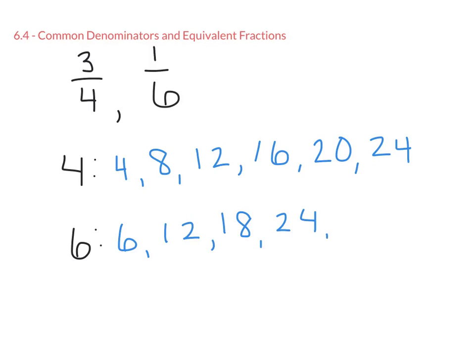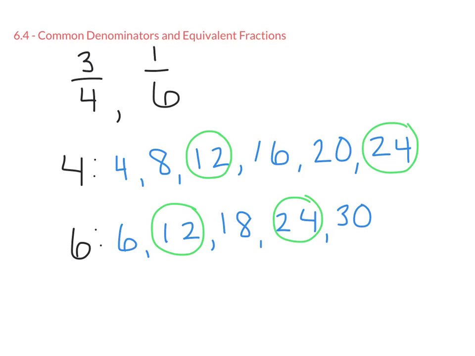Multiples of 6 are 6, 12, 18, 24, 30, and so on. Common multiples of 4 and 6 include 12 and 24. We could use either 12 or 24 as a common denominator, but again, most people prefer to use the smallest number or the least common multiple as their denominator. So we will use 12 as our common denominator. It's the smallest number that's in both lists of multiples.